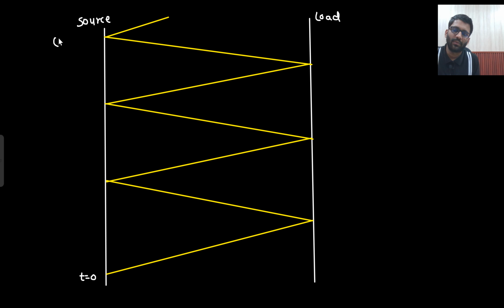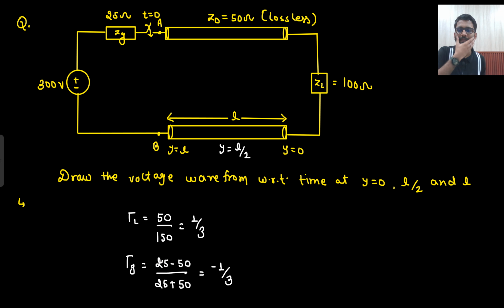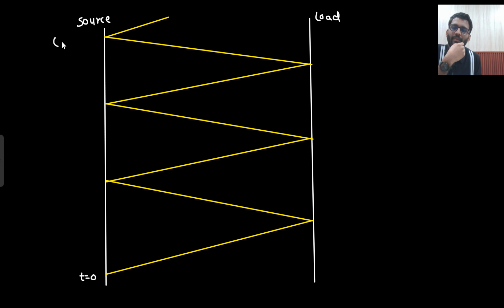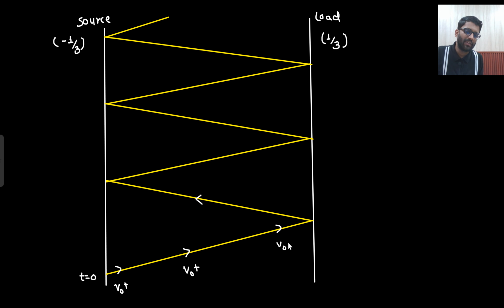This is my source end. So at the source end, I am having minus 1 by 3, and at load end you are having plus 1 by 3. Starting here I will get V naught plus, which will be reaching here at time t. Then at 2t this will be reaching here, at 3t, at 4t, at 5t, at 6t.